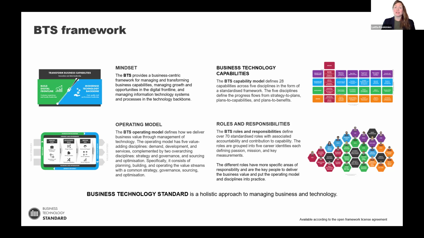On the lower right-hand side, we have the roles and responsibilities. So they are defined clearly in the model and also color-coded in accordance with the rest of the model. The different roles have career identities defining the passion, mission, and key measurements. Also, they are detailed to more specific areas of responsibilities. So they support implementing the operating model when we have clear role definitions as well.